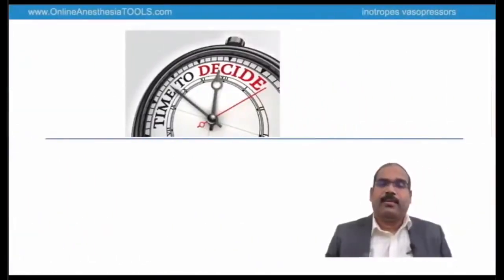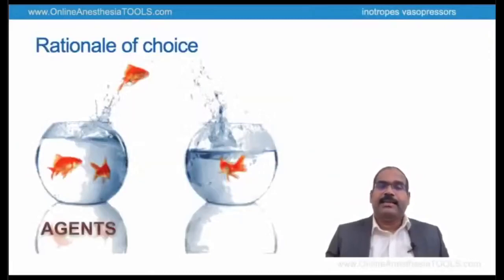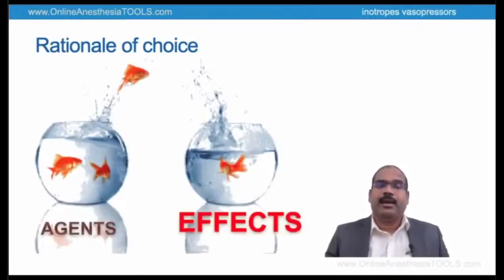Now, whatever said and done, ultimately what we do in reality on the ground, that's what matters. That's what I intend to discuss today. How do I make my choice? Conventionally, the teaching is you look at the receptors and decide which receptor to stimulate or utilize for your management. And in the present era, we speak about the effects. We have plotted the drugs on the basis of their effects, like inotropy or vasoconstriction action, and now we decide according to the data of their effects in various scenarios.